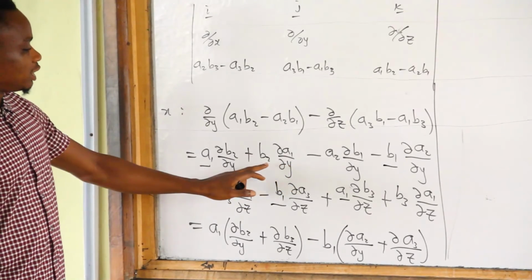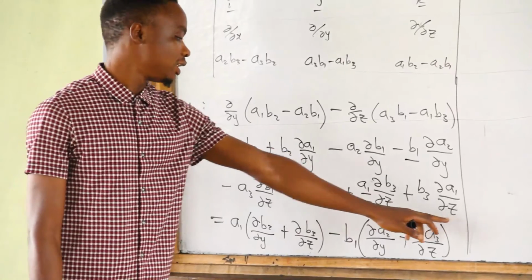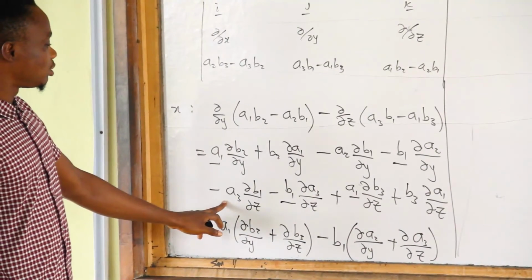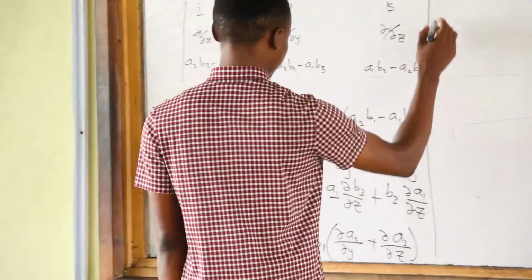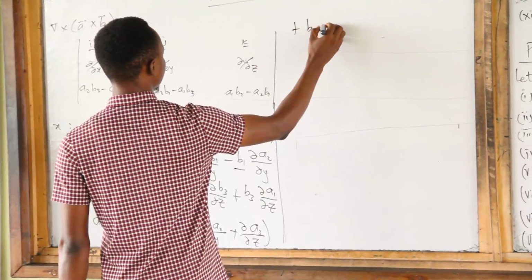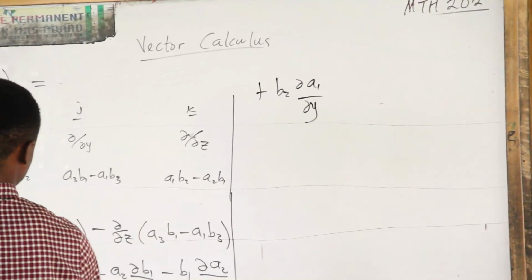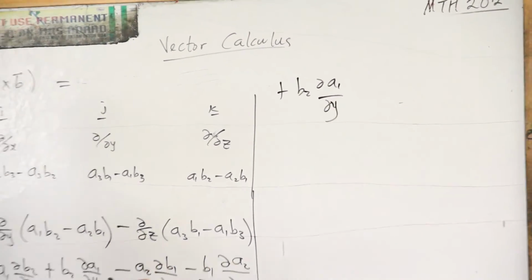You can see we have this to be del A1 del y, and this one is del A1 del z. So all of them is going to be equal to that's right, plus B2, then A1 del y, and the next one.